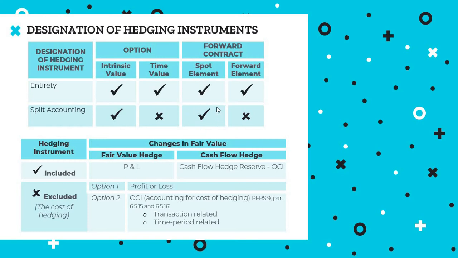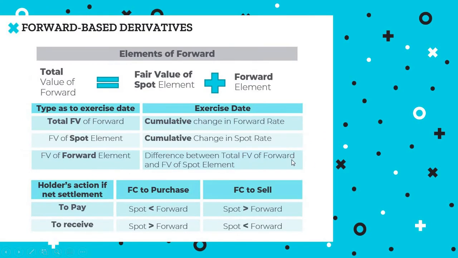hedging instrument. Ibig sabihin, ito lang talaga yung gagamitin nating pang-offset. So, ito lang ang gagamitin natin for hedging purposes. Etong related kay forward element, hindi ito gagamitin for hedging purposes. So, i-split muna natin. So, ngayon, paano natin siya i-split?